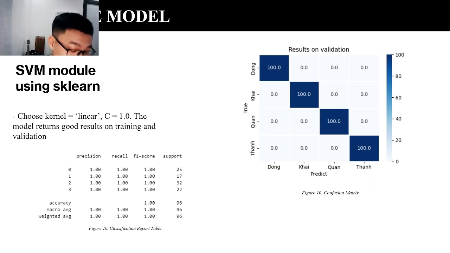Before deploying the model in real time, we go to the model evaluation step. Looking at the classification report and the confusion matrix, we can see that the model works very well. All parameters are equal to 1. This is very good to deploy in real time.